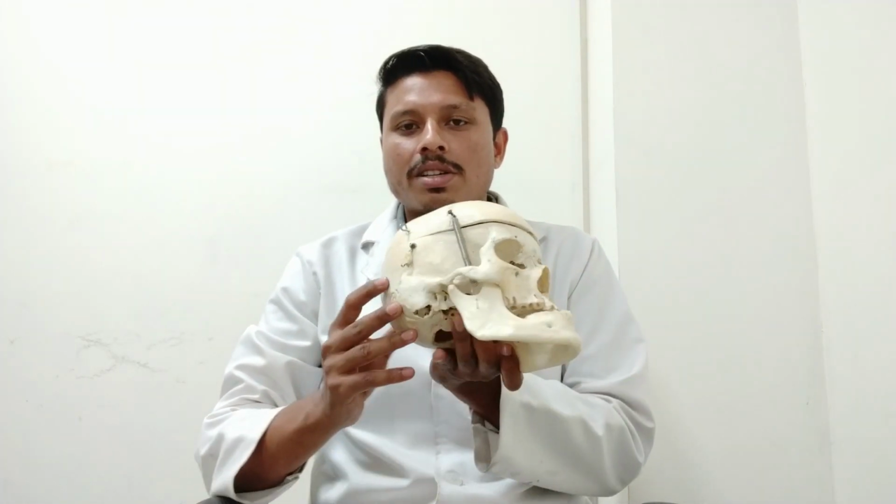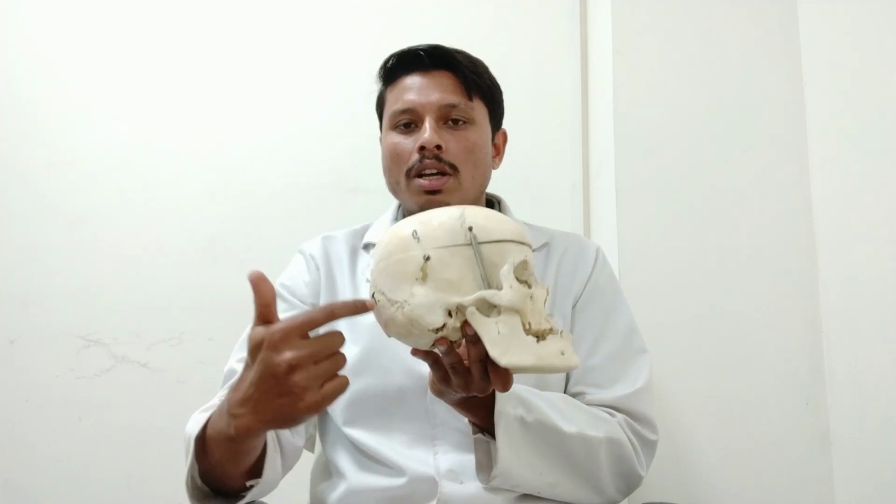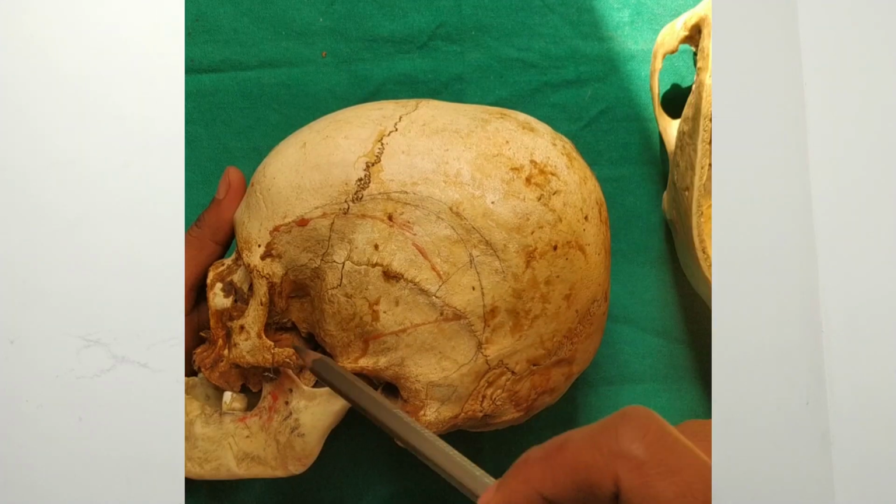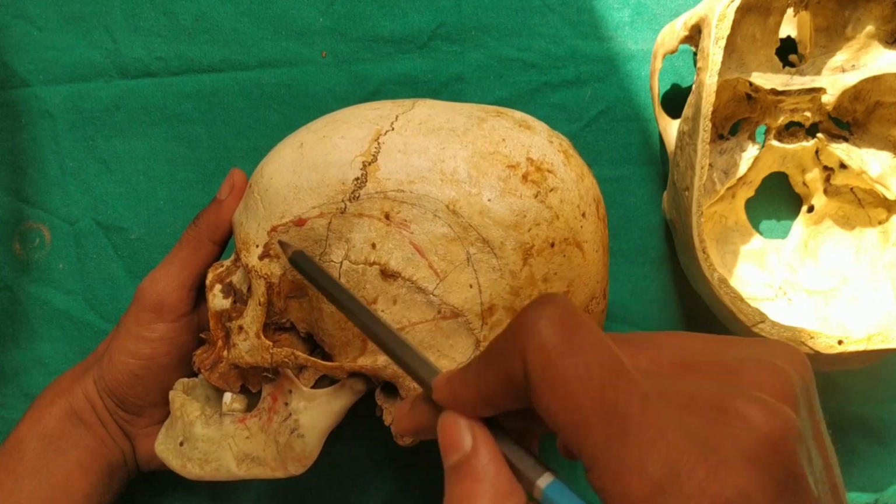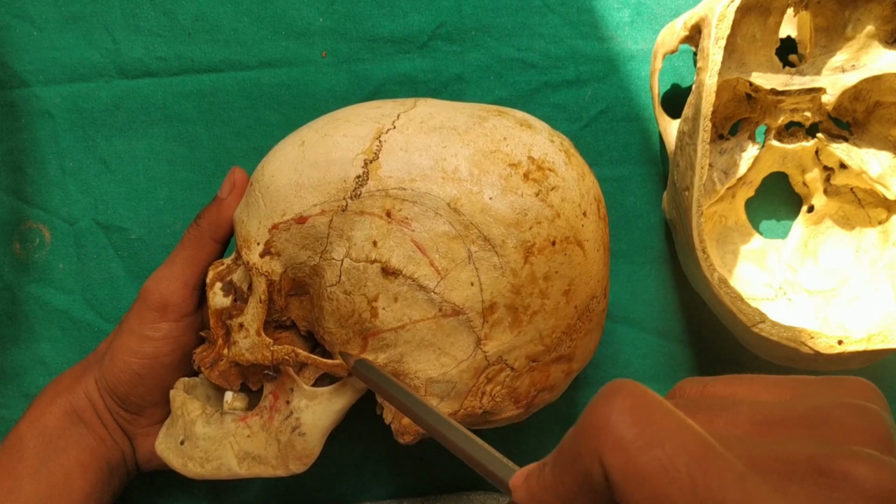You can see here this is a skull, and when we study it from the lateral view of the skull, this study is called norma lateralis. So let's see the norma lateralis. You can see here this is the lateral view of the skull.